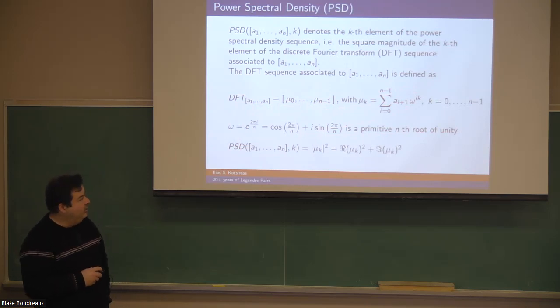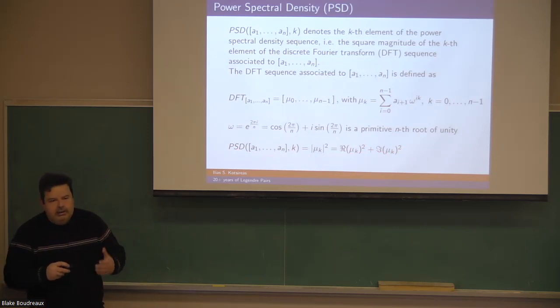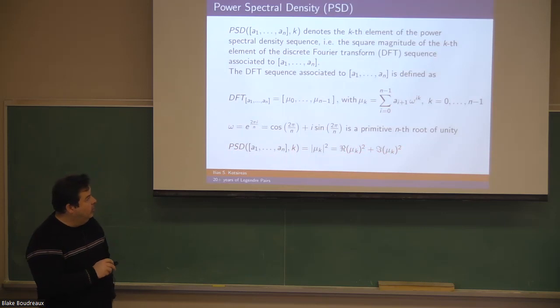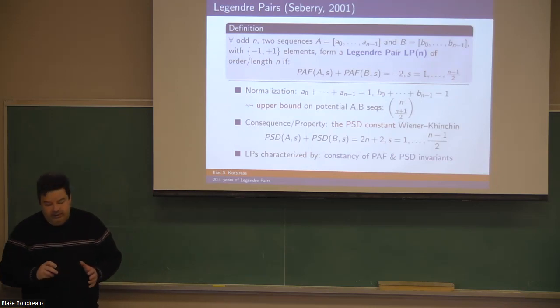It's the classical definition. And what we do with it is that for every one of these elements of the DFT, we take the real part squared and the imaginary part squared, and we call this, for historical reasons, the power spectral density of the sequence associated with this index k. These historical reasons for calling this PSD have to do with engineering applications that I'm not going to go into.